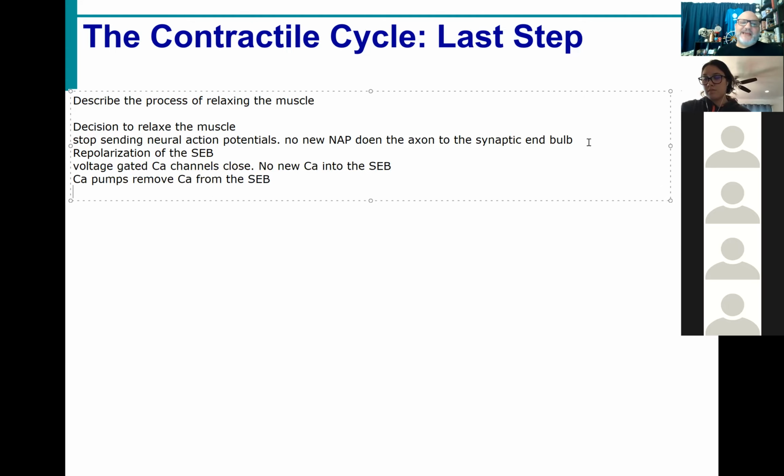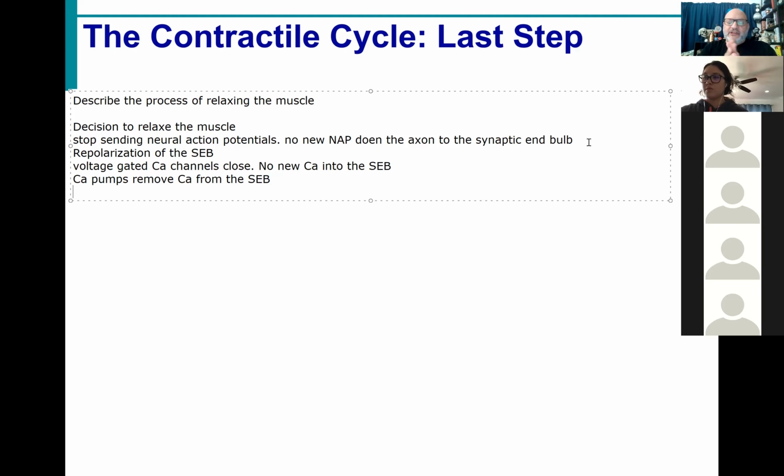And what happens once the calcium is removed from the synaptic end bulb? The concentration of it decreases. Yep. And then there's no more repolarization. Troponin no longer blocks the binding sites. Okay, so again, no more calcium in the synaptic end bulb.